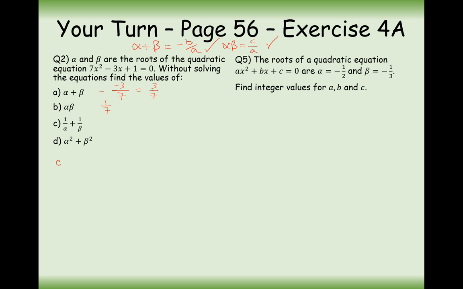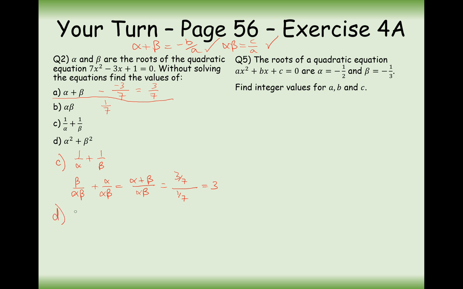Okay, part c, I'm going to need a little bit more space for. 1 over alpha plus 1 over beta. So the way we do this is we combine them by timesing by common denominators, and then add the two fractions together. So it's generally using the same method there. So it's going to be alpha plus beta over alpha beta. Now we know the value of alpha plus beta, that was 3 over 7. We know the value of alpha beta, which was 1 over 7. So do one fraction divided by the other, and we get the value 3.